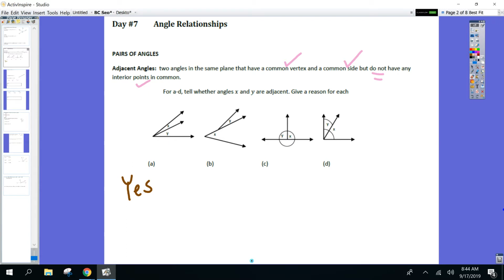All right, what about B? And if you're going to say no, be ready to back yourself up. What about B? Are X and Y adjacent? What do you got, John? They don't share a common vertex. Okay? So no, they do not share a vertex.